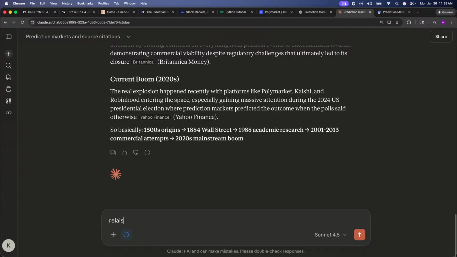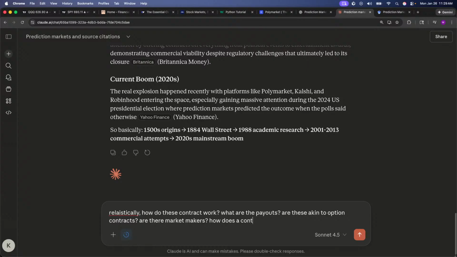Realistically, how do these contracts work? What are the payouts? Are these akin to option contracts? Are there market makers? How does a contract get started? Can anyone start one? I should have used Opus.